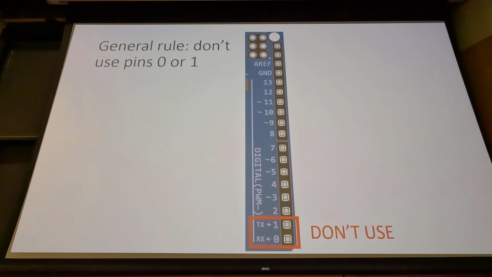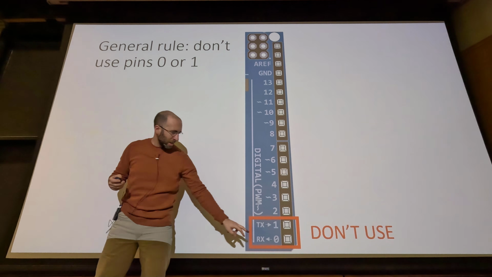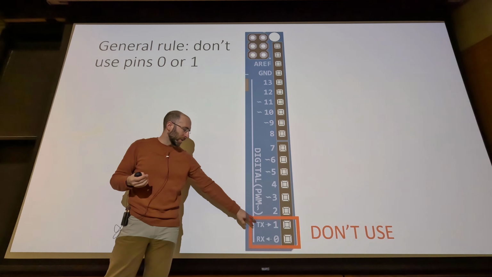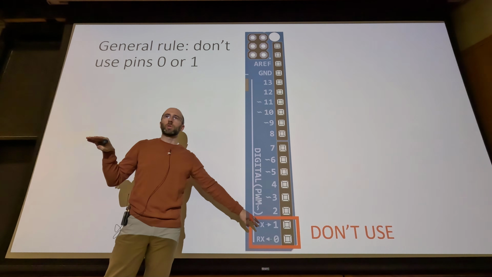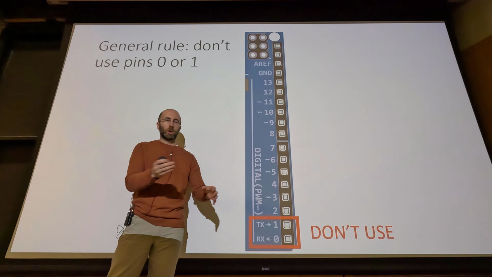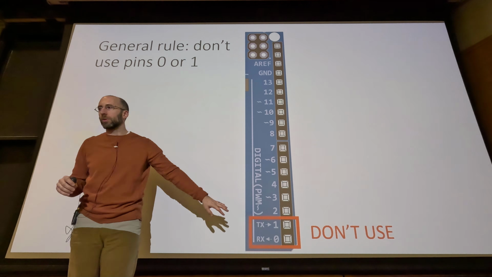General rule going forward, don't use pins 0 and 1. You see the little TX and RX symbols there? Those pins can be used for serial communication, which is a type of digital communication with an external device, but they are also electrically connected to the USB lines that communicate with the computer. So if you have stuff connected to these pins, it can mess up uploading code to your Arduino. It's fine if you temporarily disconnect something, upload the code, and then plug it back in, but in general, you should have enough other pins that you just don't have to do that.